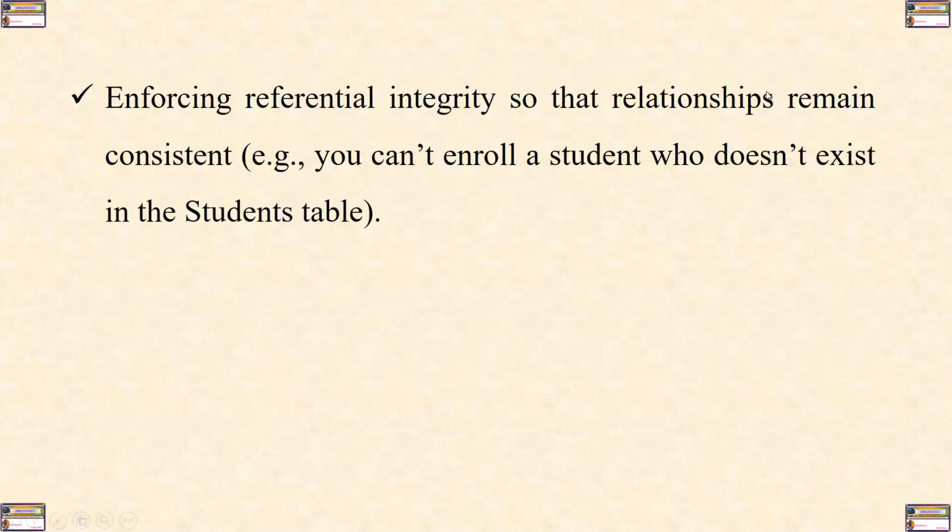Enforcing referential integrity so that the relationships remain consistent is also key. For example, you cannot enroll a student who has not been registered or whose data has not been keyed in a student's table.